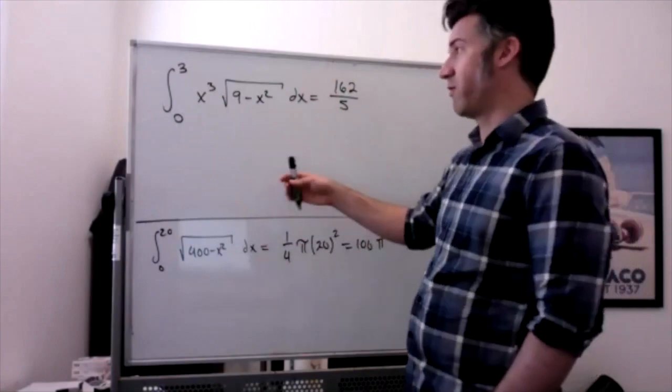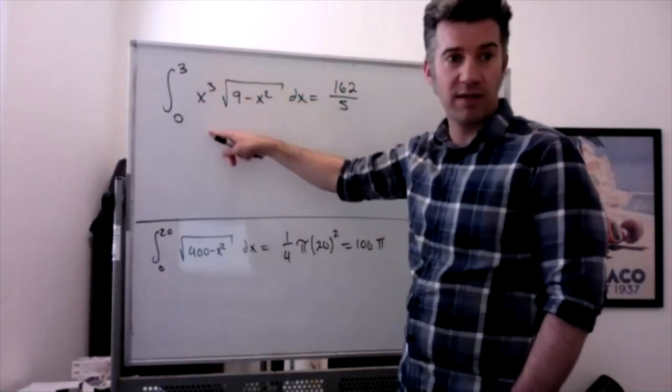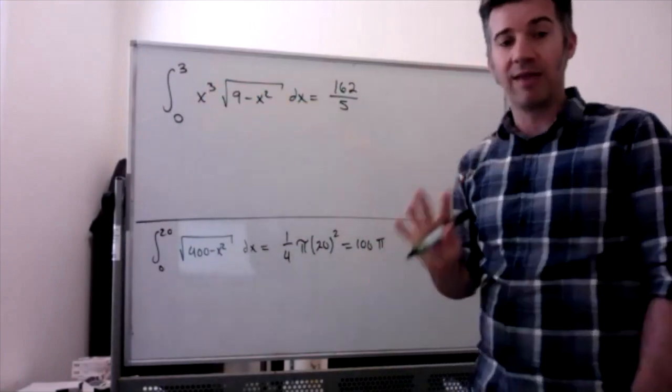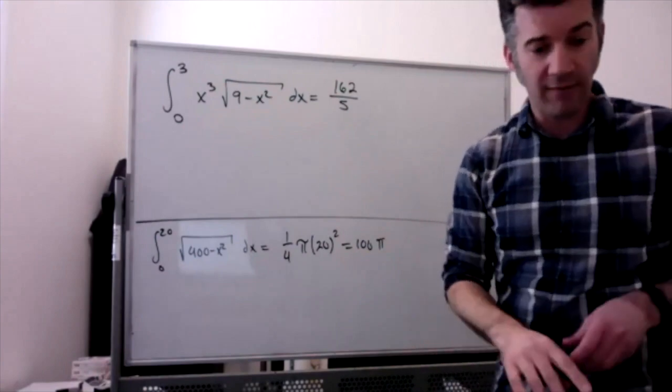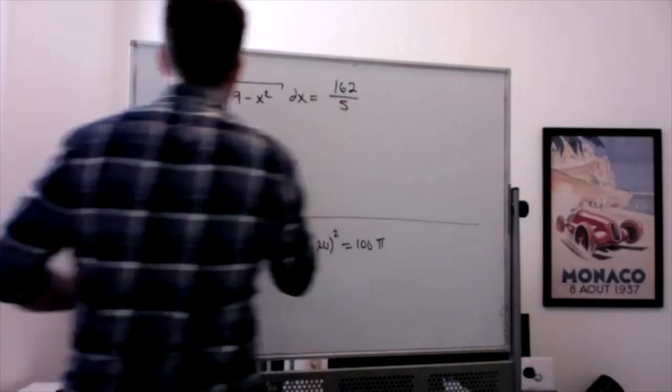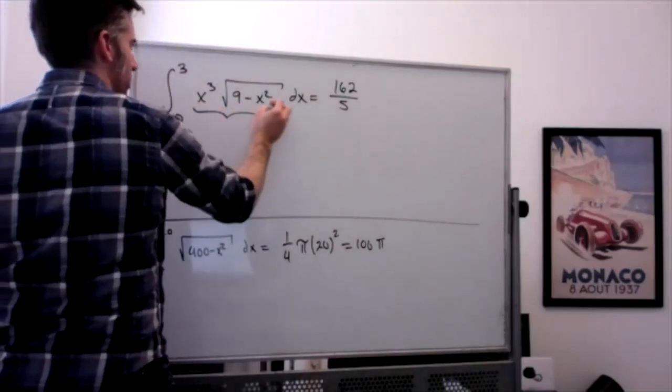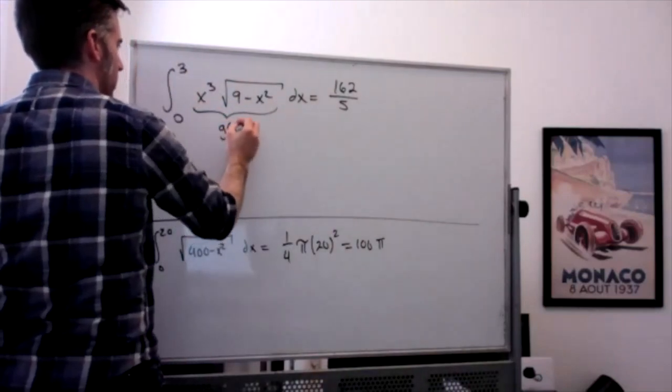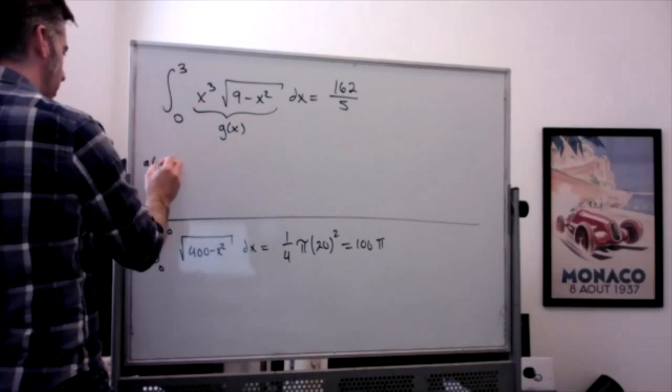They tell you the integral from 0 to somewhere of some function is equal to some number. And the key observation that you have to make to be able to do the rest of the problem is to know that this is odd. So this function here, which I'm going to call g of x, is odd.